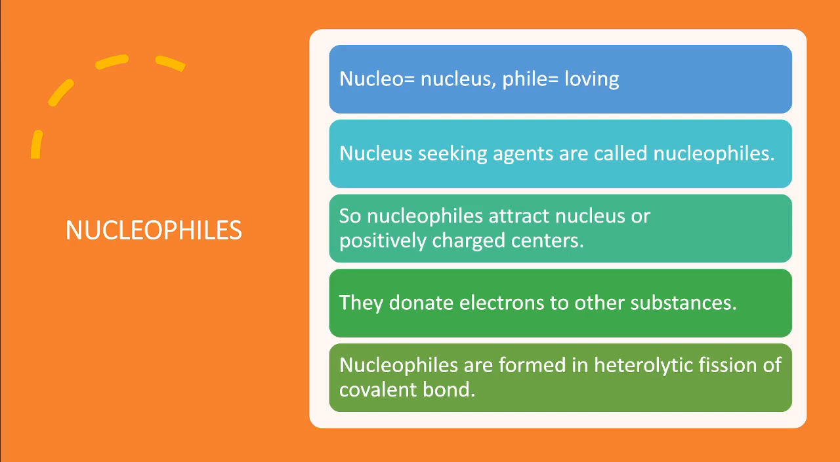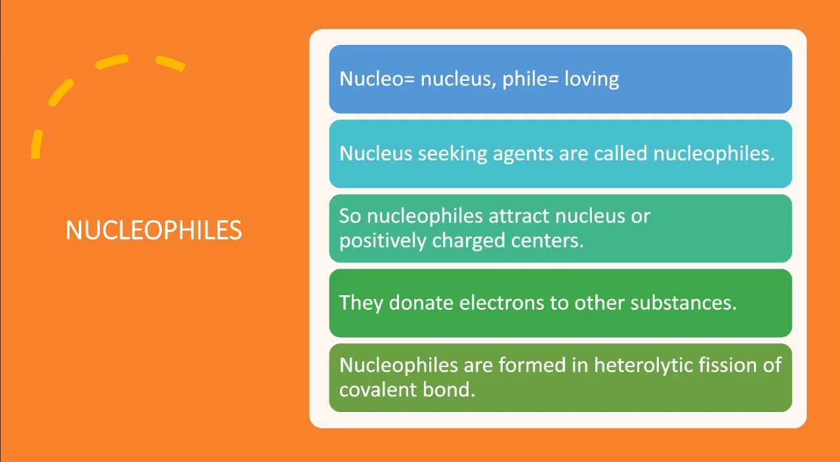Next, the third type of organic reagent is nucleophiles. Here, nucleo means nucleus, and phile means loving, liking or seeking. The one which likes the nucleus, a positive charge, is called a nucleophile. So nucleus-seeking agents are called nucleophiles. Generally we know the nucleus is positively charged, so the one which likes a positively charged center is known as a nucleophile.